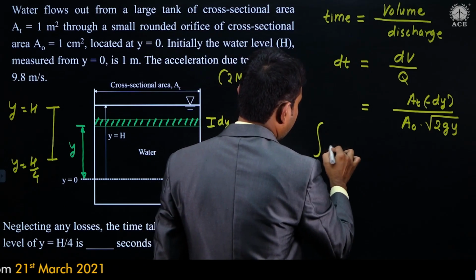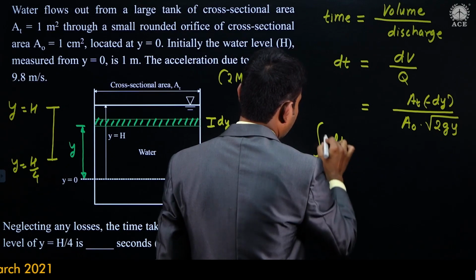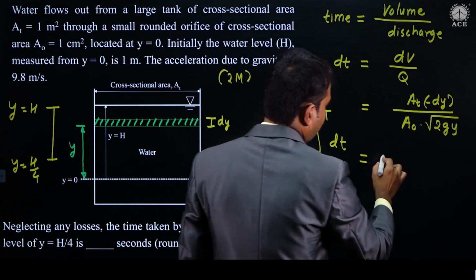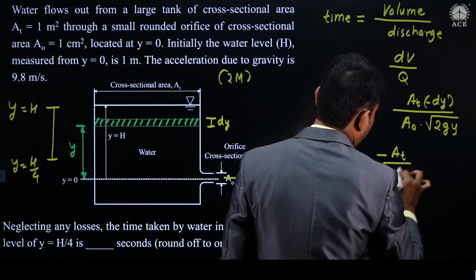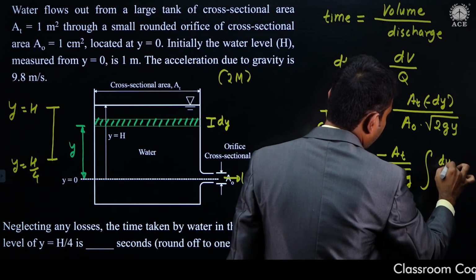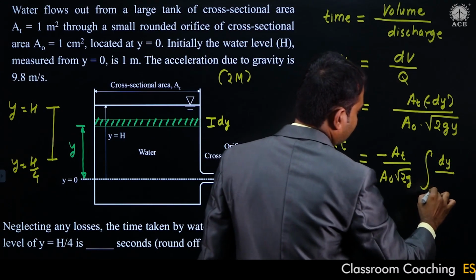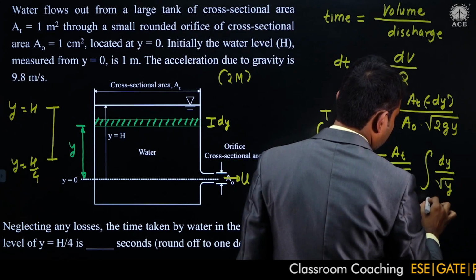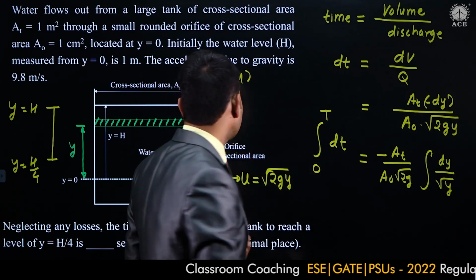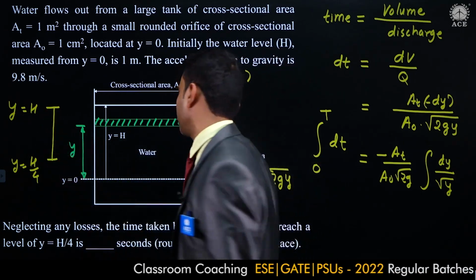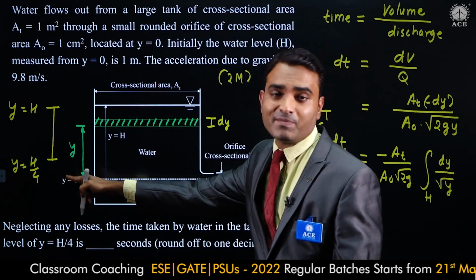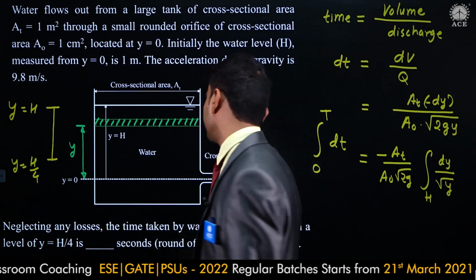So this is equal to integration of dt from time t equal to 0 to let us say time t equal to capital T. So from here minus AT divided by A0 into root 2g, I'll take out. So integration of dy divided by root y. So limits of integration will be when time is 0, y value will be h. When time is capital T, that is when time is final time capital T, y value is h by 4.